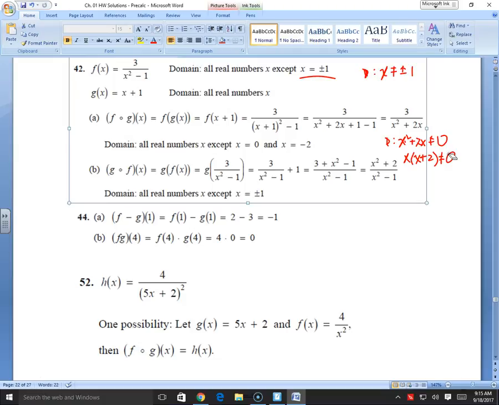Plugging f into g at the end of the day is kind of like the beginning one. X cannot equal plus or minus. Alright, we get rid of all this stuff.